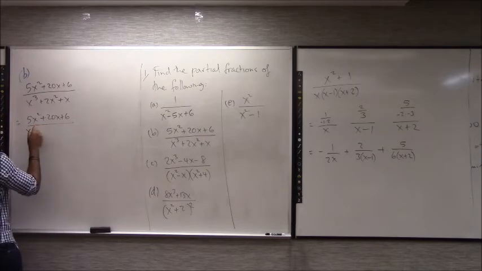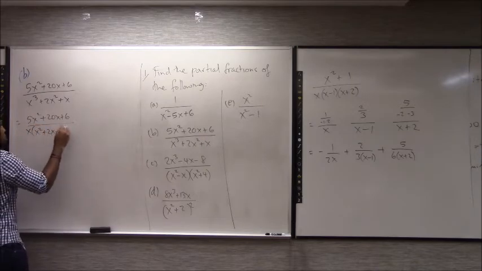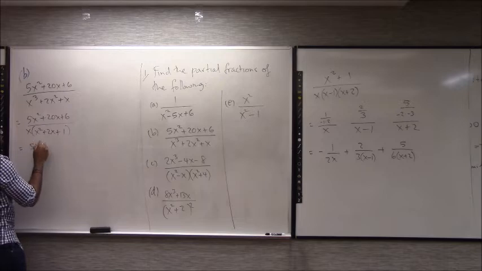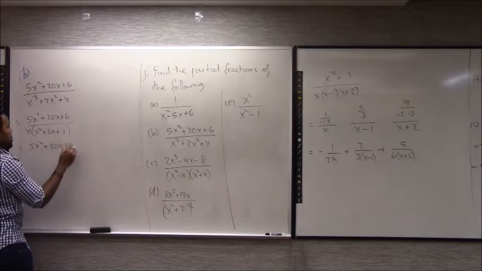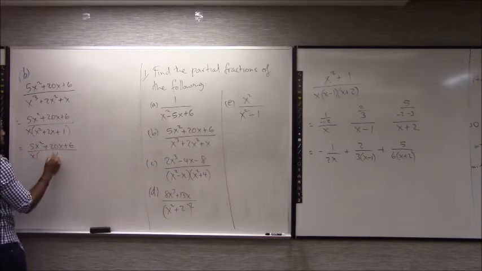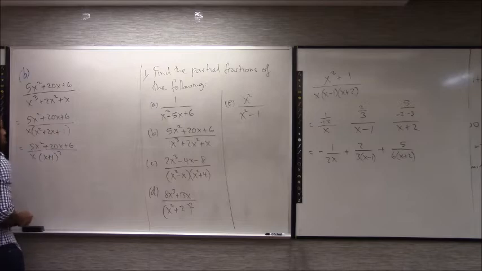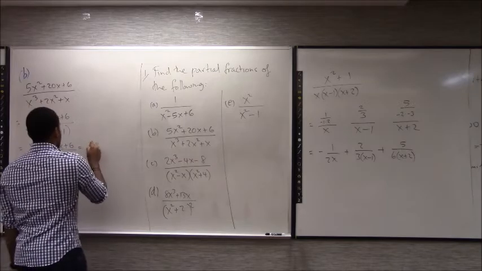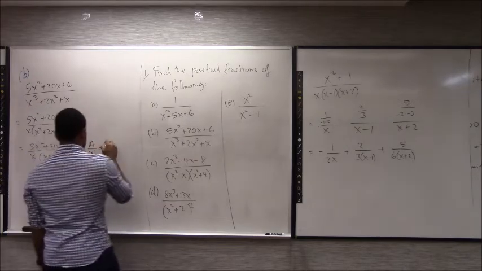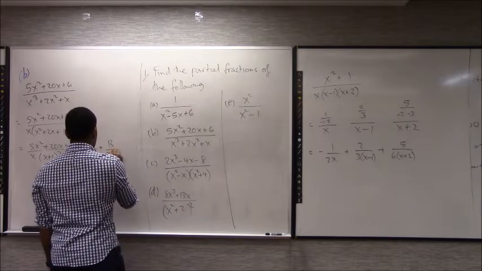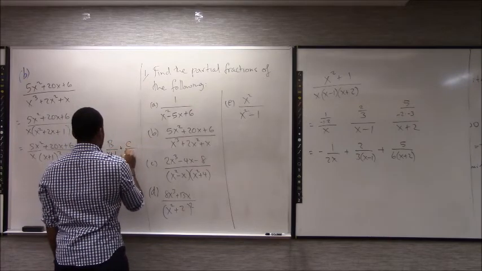Let's go to x times x squared plus 2x plus 1, and that factors again. So you have to factor the denominator fully, just keep factoring. Well, that's just x plus 1 all squared. So of course that would be A over x plus B over x plus 1 plus C over x plus 1 squared.